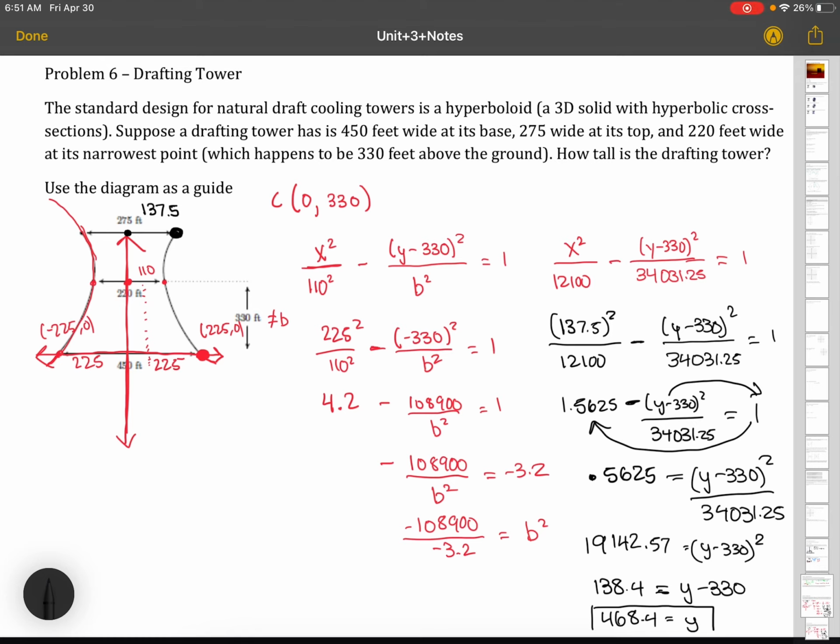All right, so that's going to conclude our video for applications of conic sections. The takeaway from this is we're just using the equations that we know for each conic section and solving for the missing information.